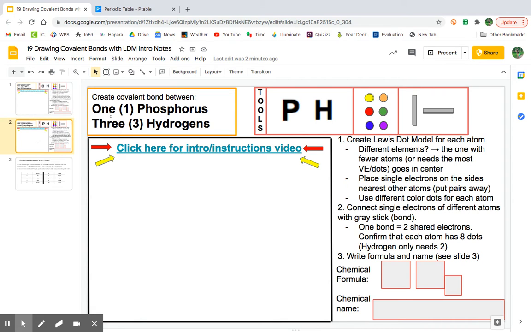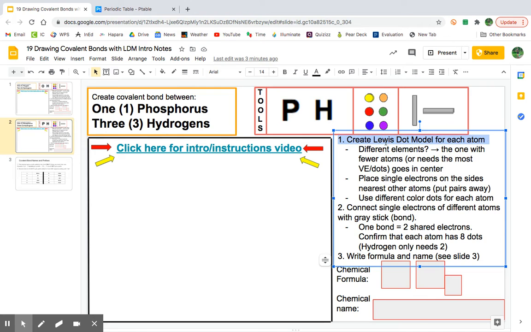All right, so this one involves a covalent bond between one phosphorus and three hydrogens. Let's look at our instructions. We need to create the Lewis dot model for each atom. Remember, if you have different elements, the one that has fewer atoms is usually going to go in the center. Another way to think about it is which one needs the most help, which one needs the most valence electrons, more additional dots.